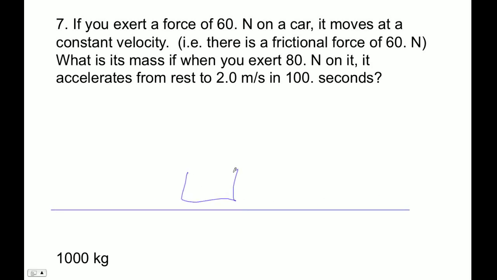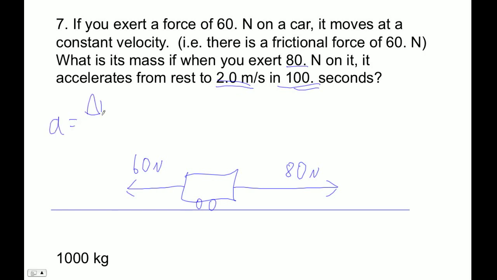So let's solve this problem with that in mind. Okay, so here's this little cart. We're exerting 80 newtons on it, right? The 60 newton friction force is still there, right? And then, oh dear, we've got a little SUVAT problem here. 2 meters per second in 100 seconds, right? So acceleration is change in velocity over time. So 2 divided by 100 is 0.02 meters per second squared, right? I guess with 2 sig figs, we have to say 0.020.